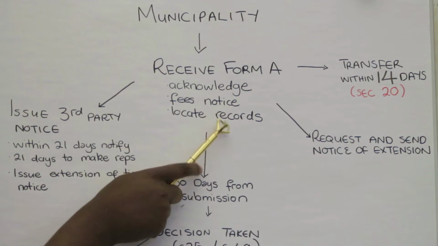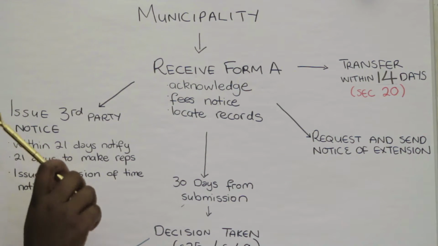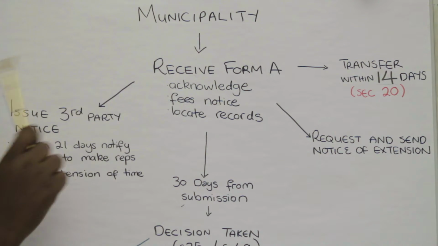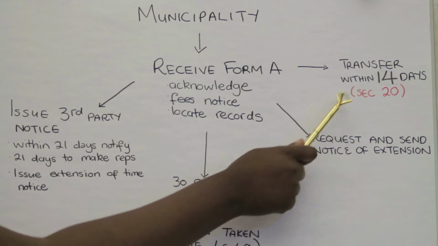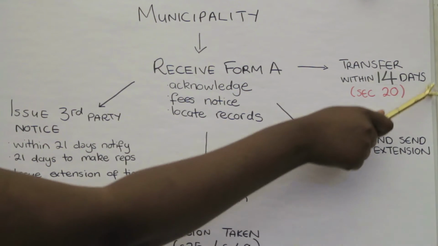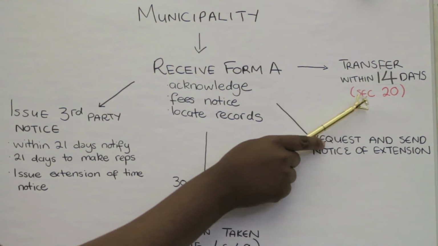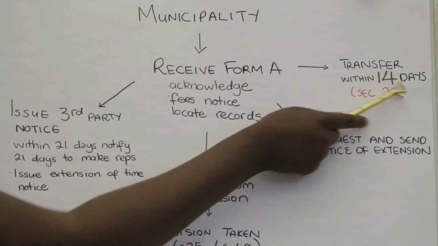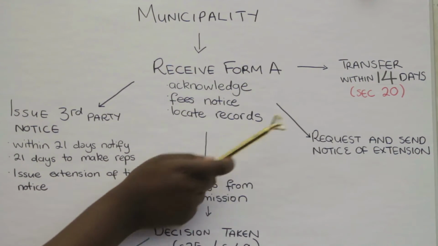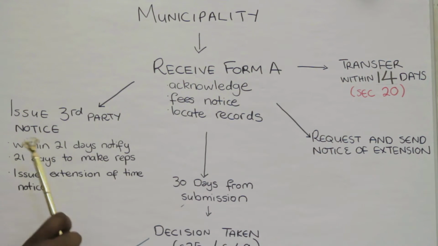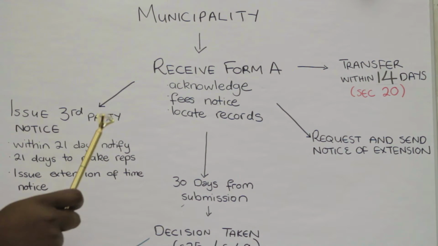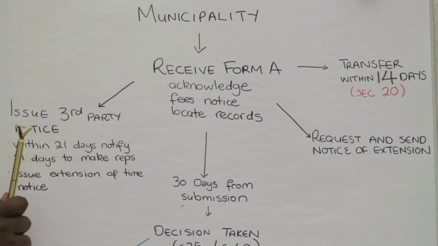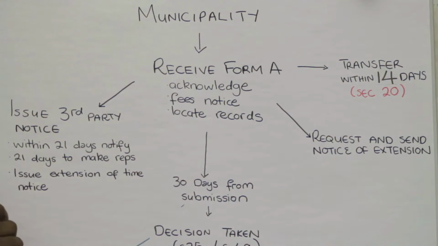If the information officer searches through the records and determines that actually these records do not exist in our office but are held with another public body, then in terms of Section 20 of PAIA, the information officer has a duty to transfer that request to the relevant public body within 14 days. Once this transfer is made, the information officer has a duty to inform the requestee of this transfer, and then the requestee can now follow up on their PAIA request with the relevant public body.